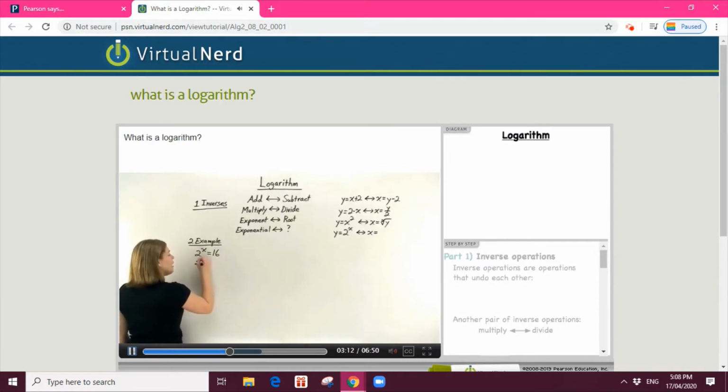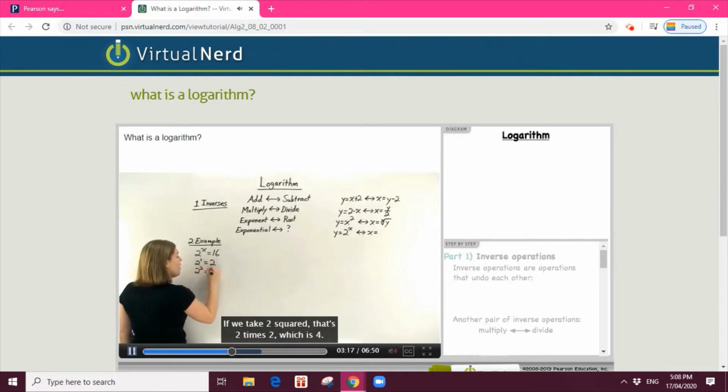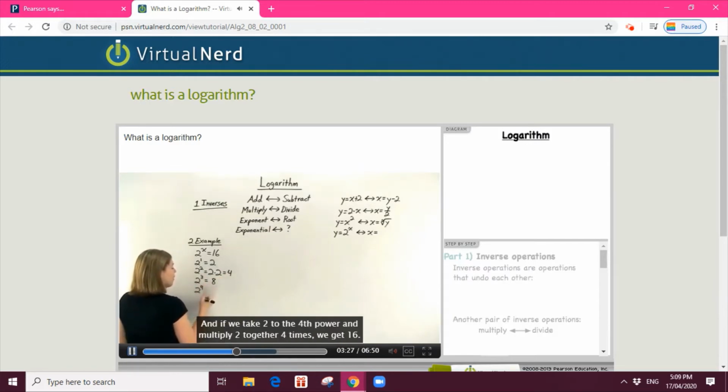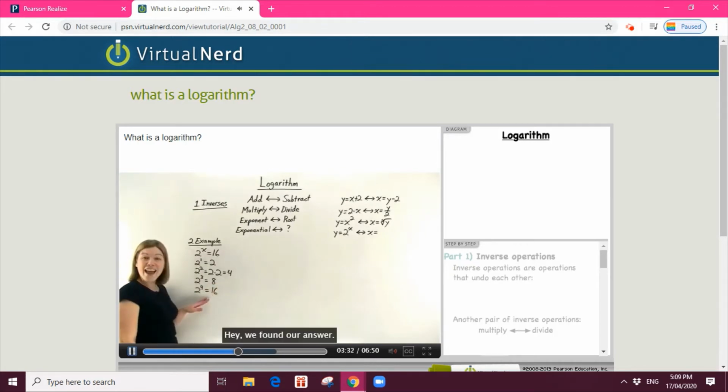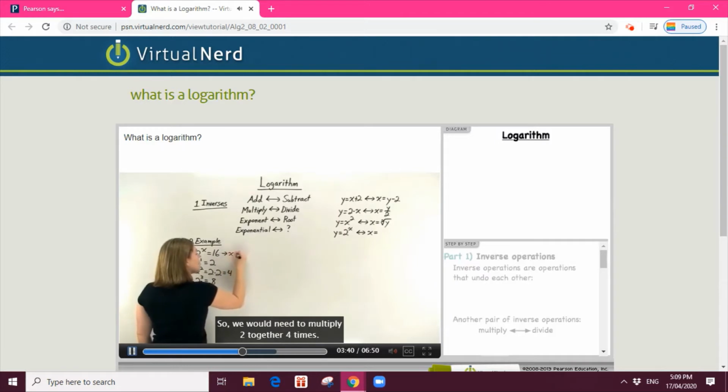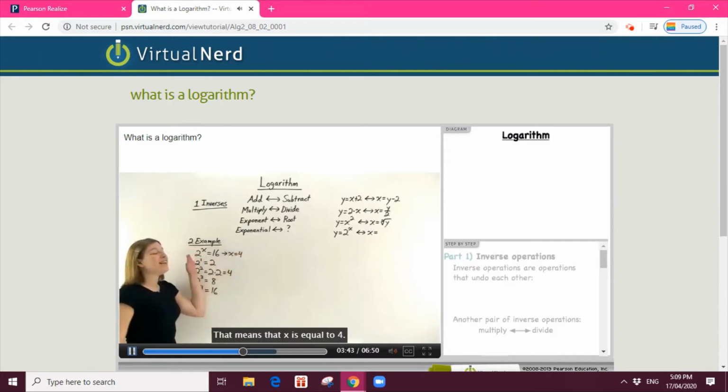Well, let's see. If we take 2 to the first power, that's just 2. If we take 2 squared, that's 2 times 2, which is 4. Taking 2 to the third power is multiplying 2 together 3 times. That gives us 8. And if we take 2 to the fourth power and multiply 2 together 4 times, we get 16. Hey, we found our answer. 2 to the fourth power is equal to 16. So we would need to multiply 2 together 4 times. That means that x is equal to 4.